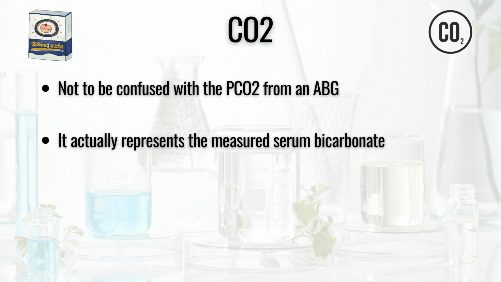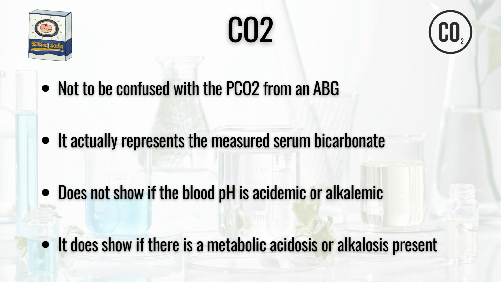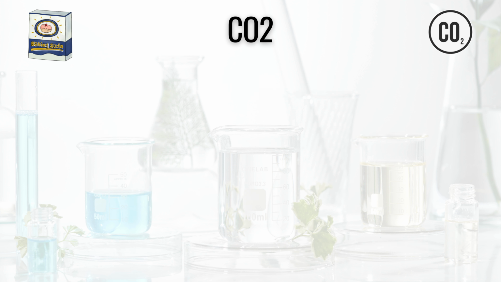Just remember that this CO2 equals the serum bicarb, which is the same as the bicarb level on an ABG, and its range is 22 to 26. Without measuring the serum pH, we can't know if the blood is acidemic or alkalemic, but we can definitely say the patient has a metabolic acidosis or alkalosis if the bicarb is too low or too high, respectively.